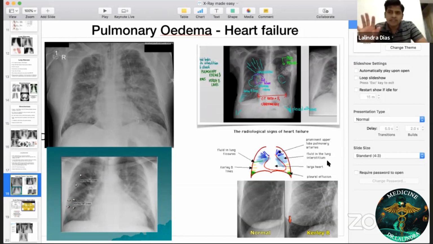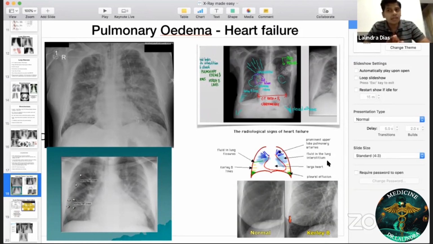So what are the 5 features of heart failure in a chest X-ray? Number 1, cardiomegaly. Number 2, upper lobe diversion. Number 3, perihilar shadowing, or what you call batwing appearance, the heart batwing appearance. Number 4, curly B lines. And number 5, pleural effusion. So these are the radiological features of heart failure.